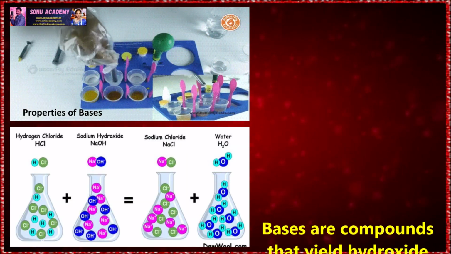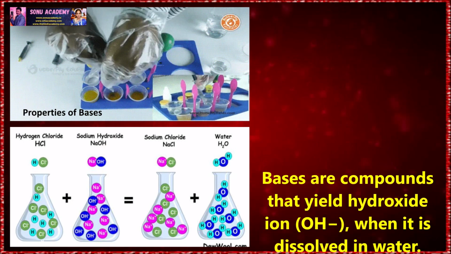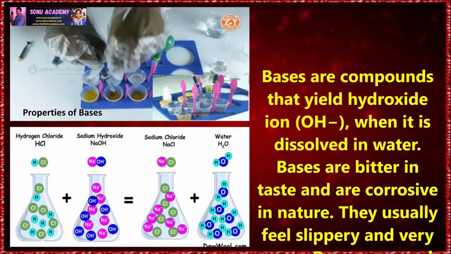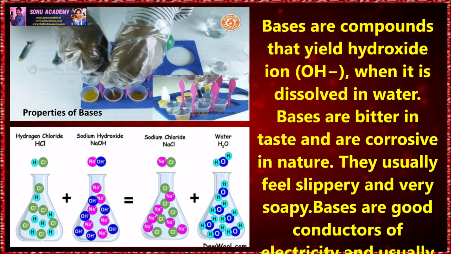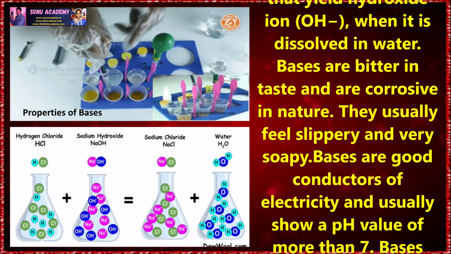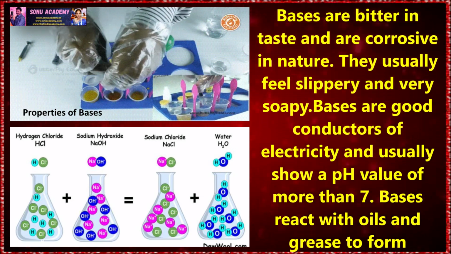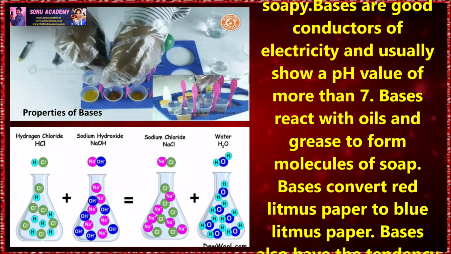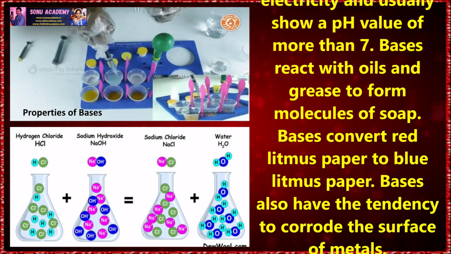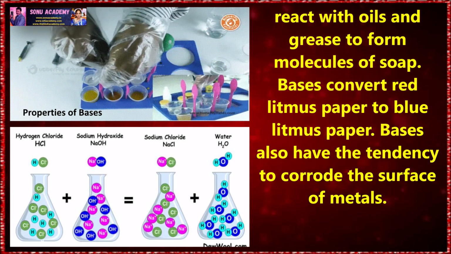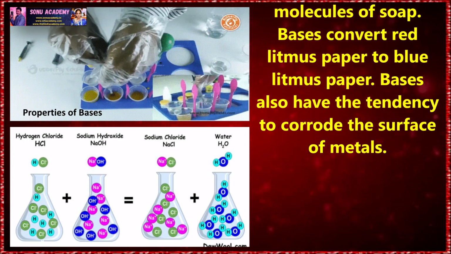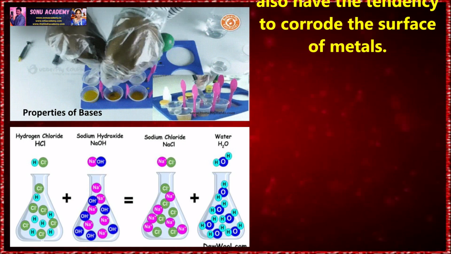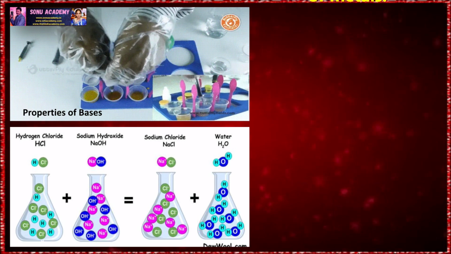Bases are compounds that yield hydroxide ions when dissolved in water. Bases are bitter in taste and are corrosive in nature. They usually feel slippery and very soapy. Bases are good conductors of electricity and usually show a pH value of more than 7. Bases react with oils and grease to form molecules of soap. Bases convert red litmus paper to blue. Bases also have the tendency to corrode the surface of metals.